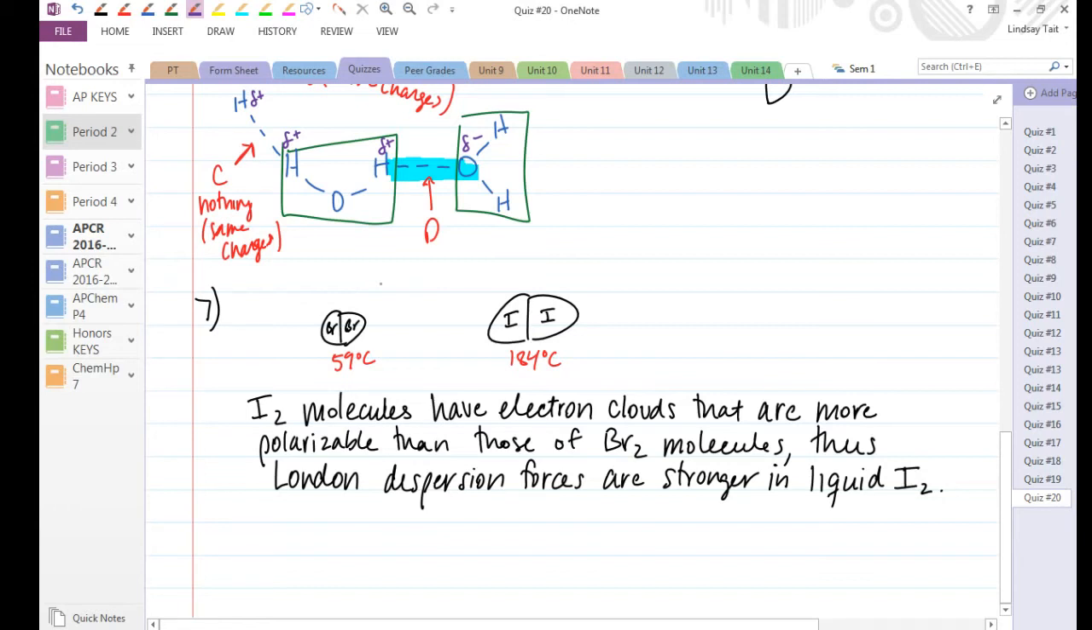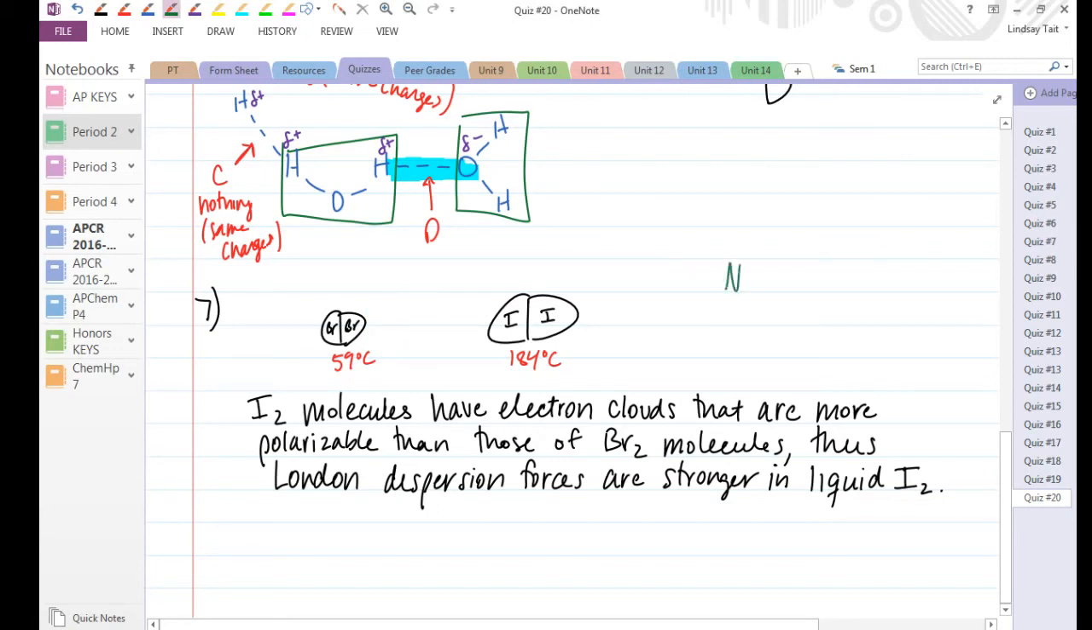Another one said the covalent bonds in I2 molecules are weaker than those in Br2 molecules. Okay, that one might have tricked you if you thought that boiling was actually about breaking these bonds. Boiling does not separate the I2 atoms from each other, right? Boiling doesn't separate the two bromine atoms from each other. What boiling does is it takes, and I'm going to add this in, it separates two bromine molecules from each other. That's what boiling is going to do. It's going to separate these from each other, which is why it's the intermolecular forces that are more important, not the bonds.